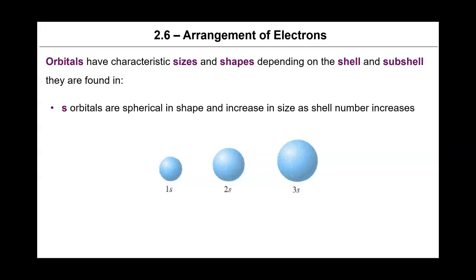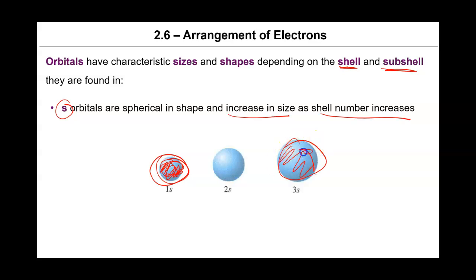So orbitals have characteristic sizes that depend on the shell number and the subshell type. So s orbitals are spherical in shape, and they increase in size as the shell number increases. So an electron that's in a 1s subshell will be found somewhere on the surface of this sphere, and an electron that's in the 3s subshell will be found somewhere on the surface of a sphere centered at the atom that's much larger.